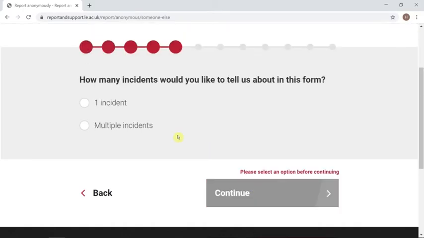Questions 5 to 10 then ask about the incident or incidents specifically, but again, only brief information is required at this stage. Please note you will have to select answers to most questions before moving on, but please just do this to the best of your ability, knowledge, and memory.